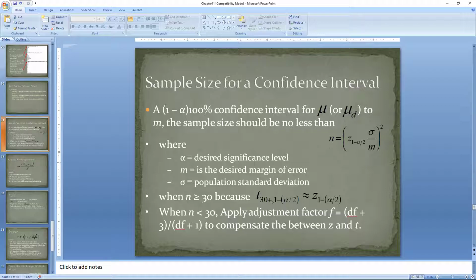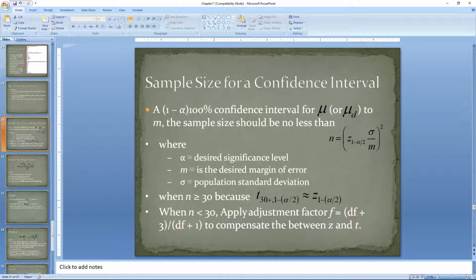Alpha is our desired level of significance, m is the desired margin of error, and sigma is the population standard deviation. Now once again, our book talks about 30 being the cutoff point for the difference between using a t-table or a z-table. Other people have different points of view on this. You can go online and everybody's going to have different cutoff points. We'll always be referring back to the book. That is how the class is laid out. It's the most consistent form that everybody has.